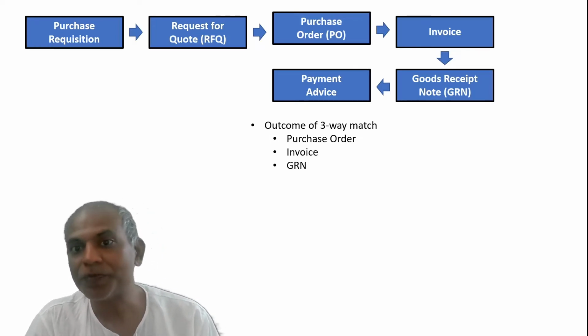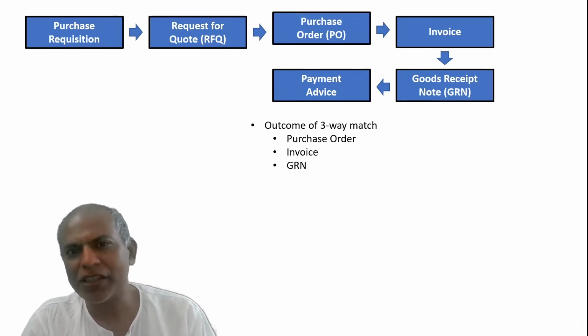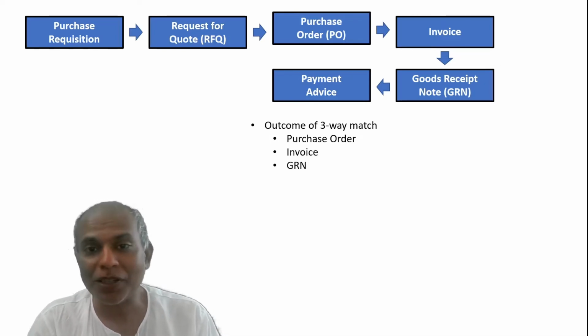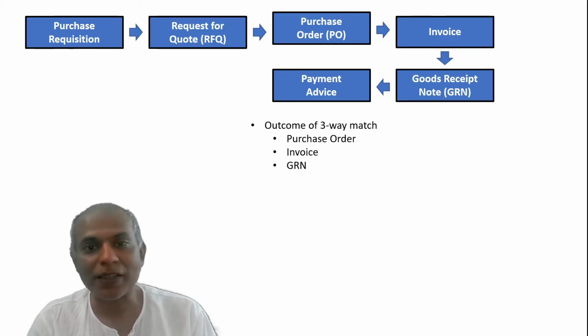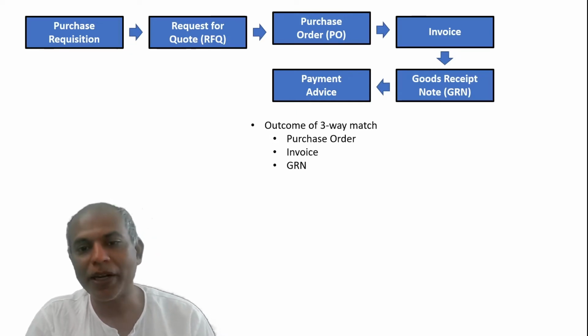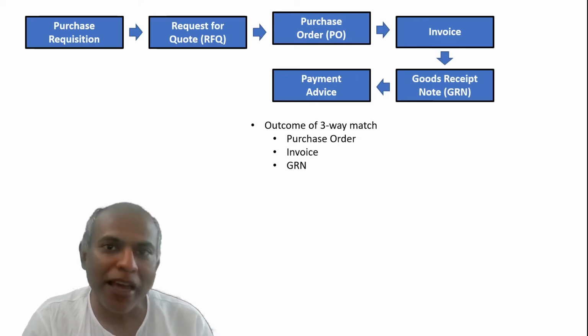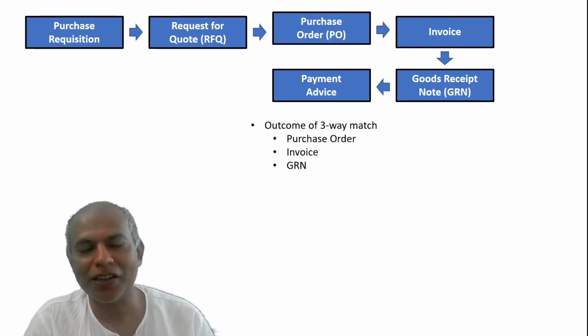in the PO. Of course, they do a lot of other checks, including the inspection check, and if the PO still has the quantity to accept these goods, etc. But the dominant is the comparison of the price and the quantity. And if those things match, it is when the payment advice can be generated.